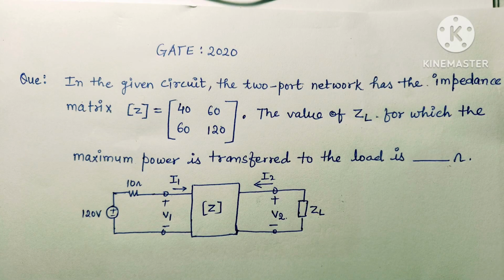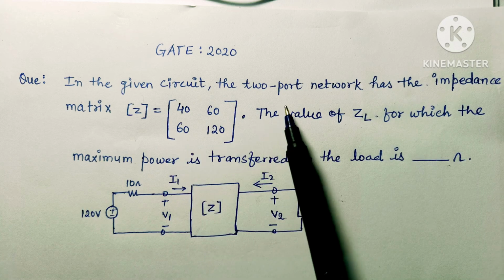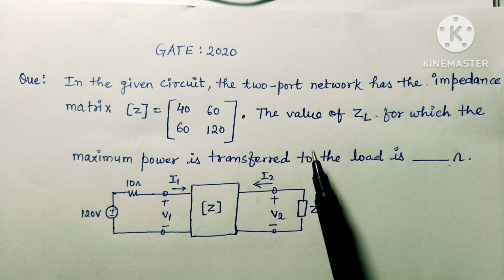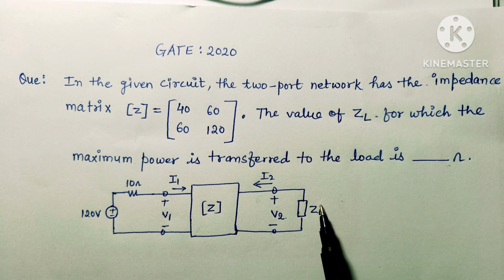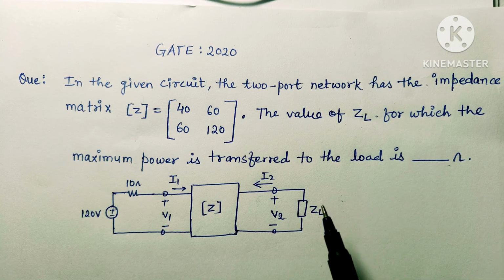Let us see a question on Thevenin's theorem, how to calculate Thevenin's resistance in a question. This is the question of GATE 2020. This is a question related to two-port networks and Thevenin's theorem. In this question, a Z matrix of a two-port network has been given and the value of ZL has been asked for which the maximum power should be transferred to the load. Let us see how we can solve this question.